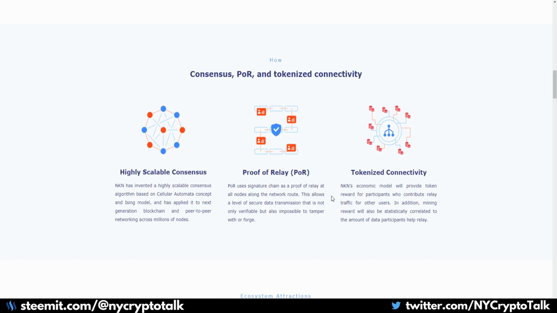Proof of relay uses a signature chain as a proof of relay at all nodes along the network. This allows for highly secure data transmission that is not only verifiable but impossible to tamper with or forge. So similar to proof of work, they want a secure method. And then they tokenize connectivity. Their economic model will be to reward individuals for sharing their idle traffic with other users on the platform.